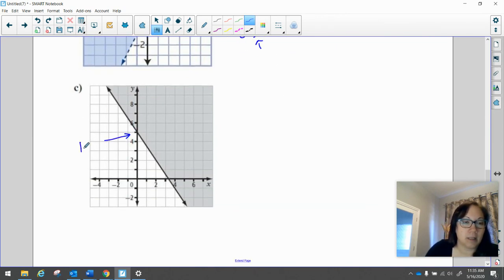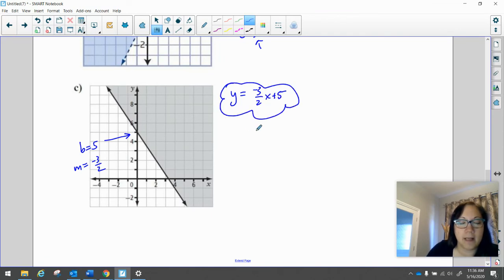Here we go, on to C. The b value is 5. The slope is -3 over 2. So our equation that we're thinking about for the boundary line is y equals -3 over 2x plus 5. So that's what we're thinking about. I'm going to choose a test point. Can't choose 0, 0. It's not a solution. So I'm going to choose 10, 10. Why not? I know it's eventually going to be shaded, and those are nice, easy numbers to work with.